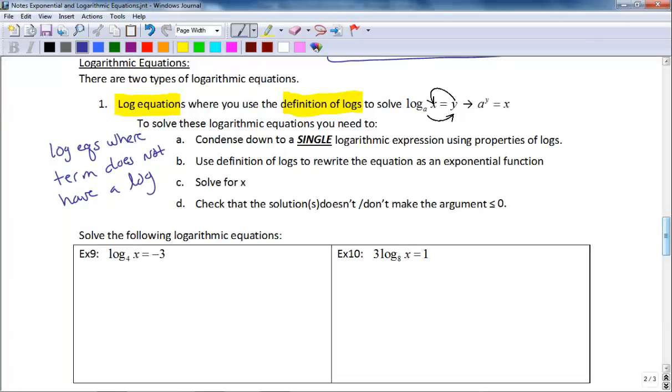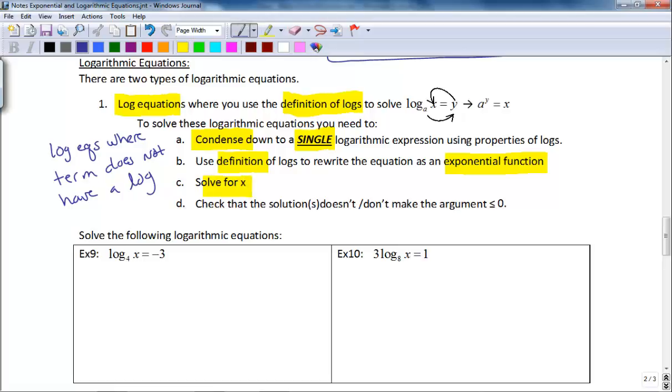Well, how do you solve this way? The first thing we need to do is condense down to a single log. We use our properties of logs to condense down to a single log. Then we're going to use the definition to rewrite as an exponential function. Once we do that, then we're going to solve for x. And then this is very important. We have to check the solutions. We have to check that our solution doesn't make the argument less than or equal to 0.